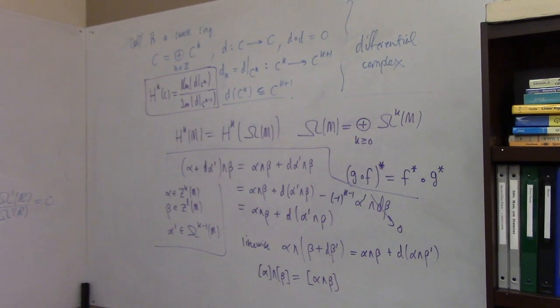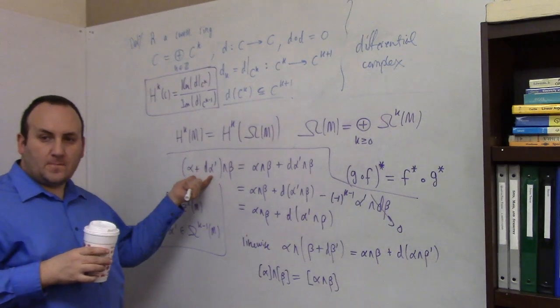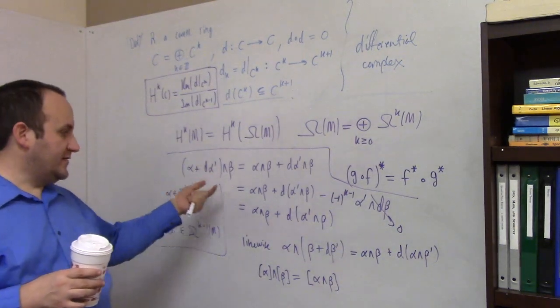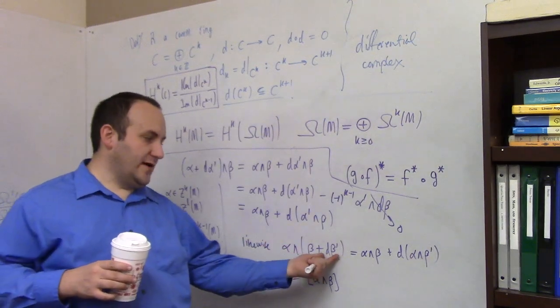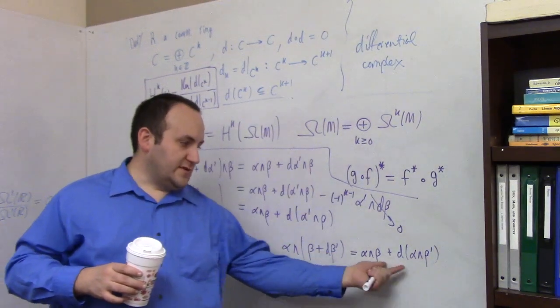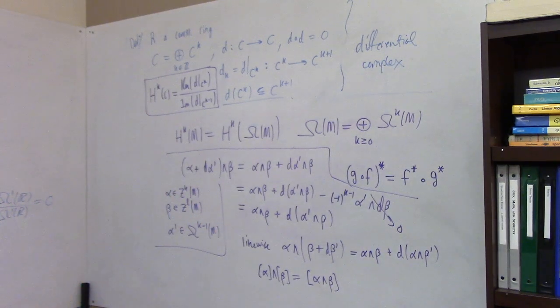What are we showing? So if we change alpha by a coboundary, then the wedge product only differs by a coboundary. And likewise here, if we change beta by a coboundary, the result only differs by a coboundary. So this operation of wedging cohomologous cycles is well defined. All right, moving along.